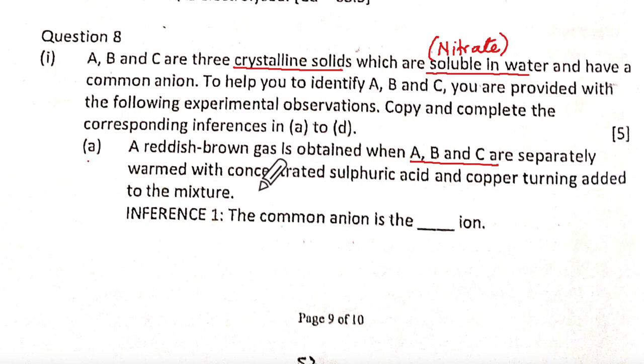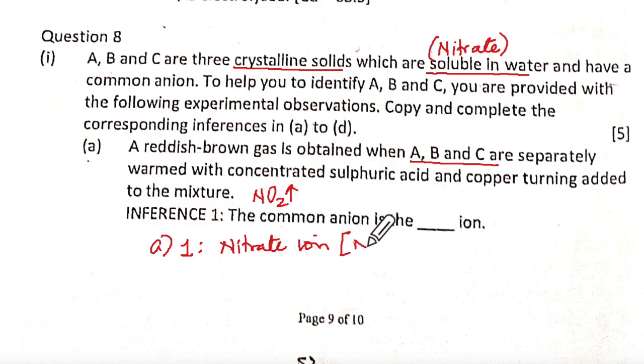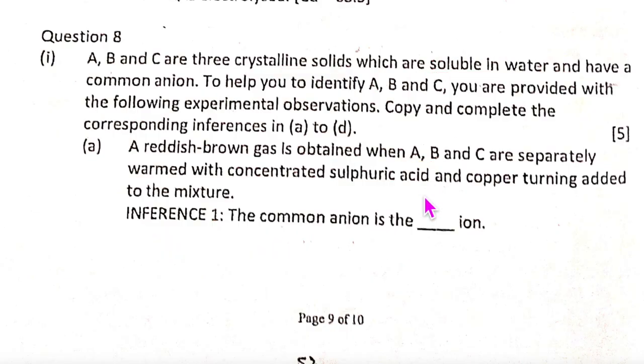So reddish brown gas means what? NO2 gas is liberated. Therefore, the common anion is going to be nitrate ion, in brackets NO3 1 minus. You're with me so far?